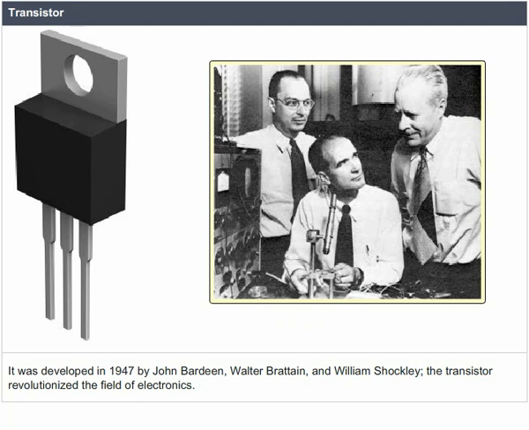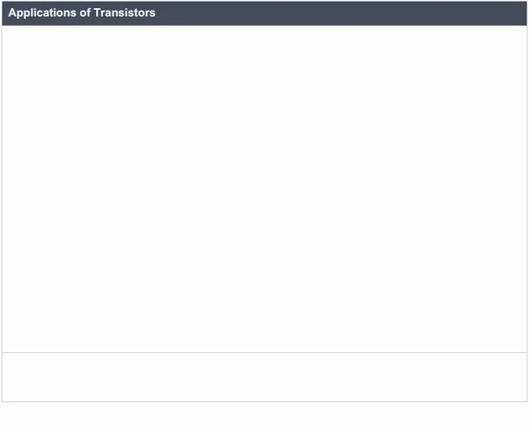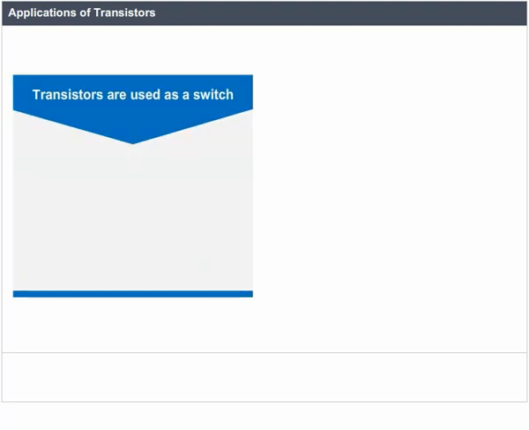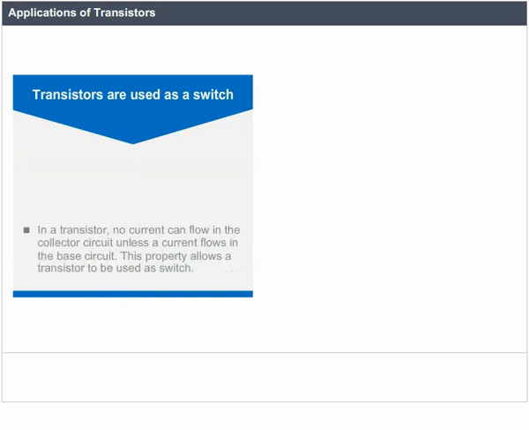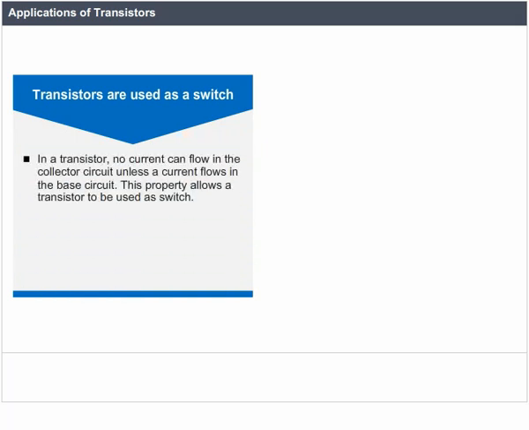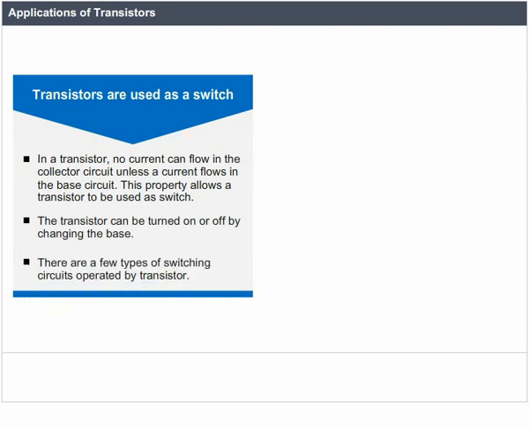Applications of transistors. Transistors are used as a switch. In a transistor, no current can flow in the collector circuit unless a current flows in the base circuit. This property allows a transistor to be used as a switch. The transistor can be turned on or off by changing the base current. There are a few types of switching circuits operated by transistors.